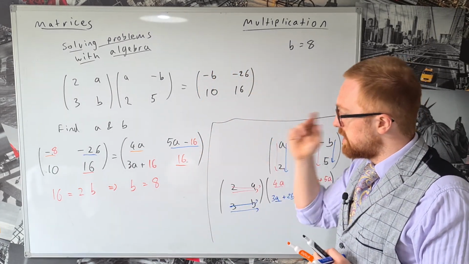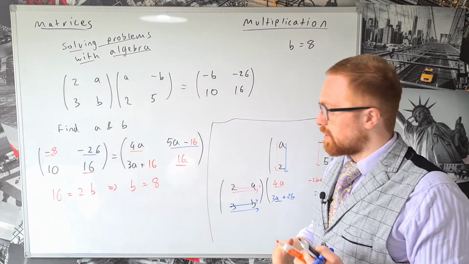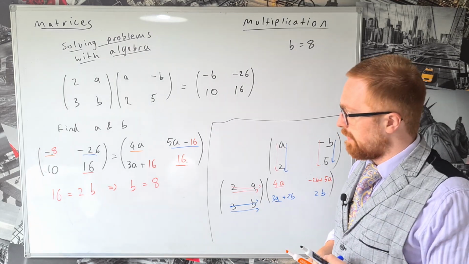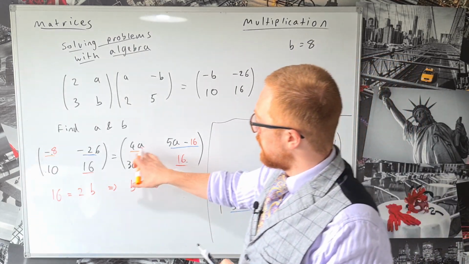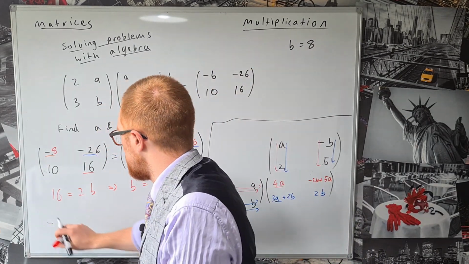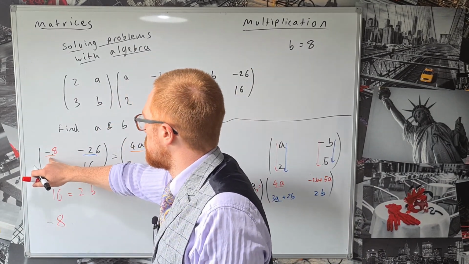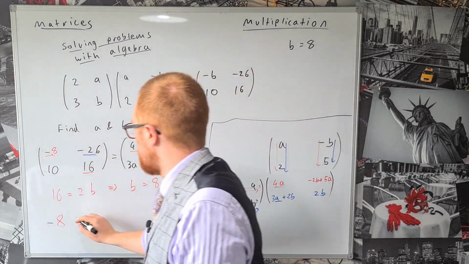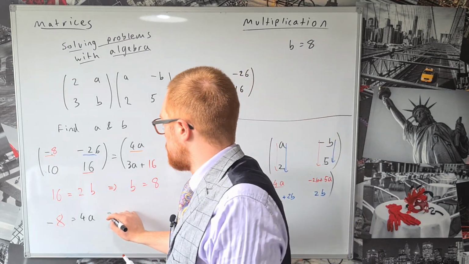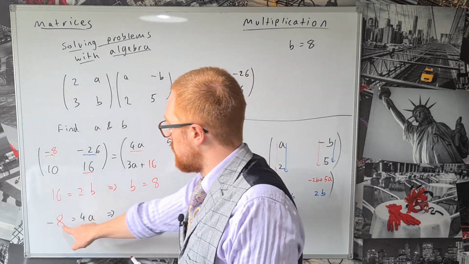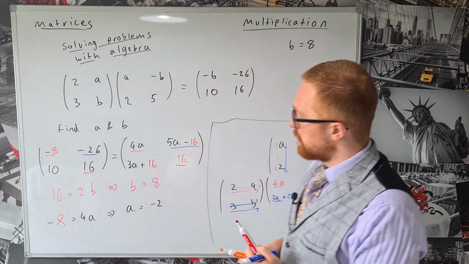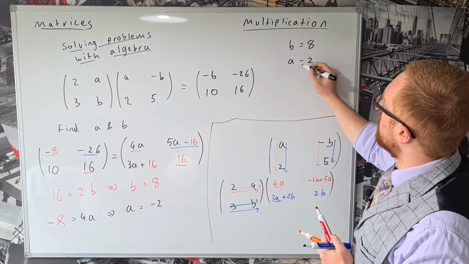So now, which one of these is the next one that we should be looking at? Which one of these is the easiest to try and work out what A is? Exactly, we're looking at these top left ones, these orange ones. So we get negative 8, which is this entry, is equal to 4A, which again quite nicely tells us that A is equal to negative 8 divided by 4, which is negative 2. So I'll write that up here.